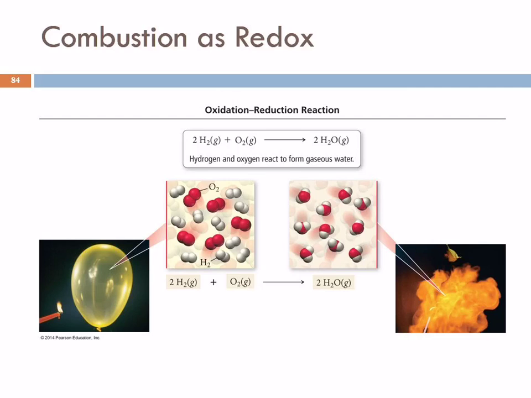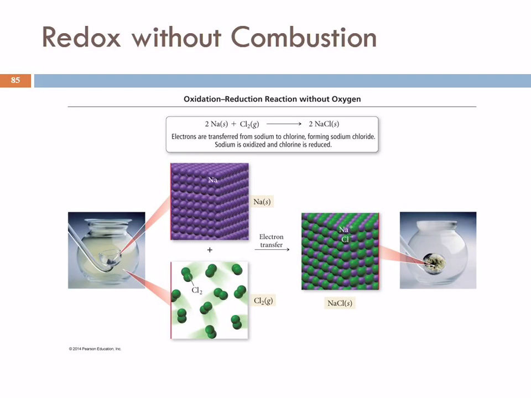Here we show the redox reaction between hydrogen and oxygen. So in this balloon, we have a mixture of oxygen and hydrogen gases. And when we initiate this reaction with a spark, they combine rather violently and form water. In this process, electrons are transferred from one substance to another, and that's what defines a redox reaction.